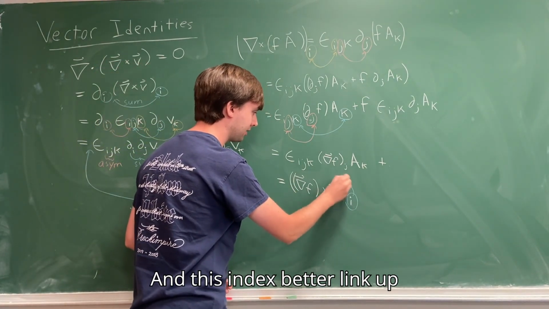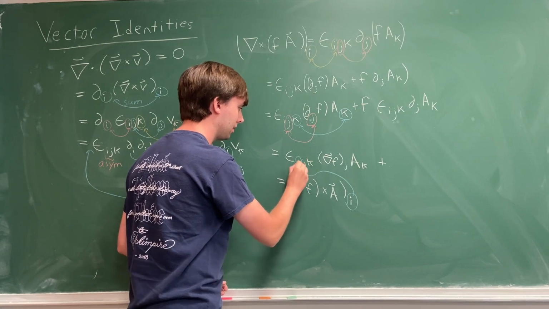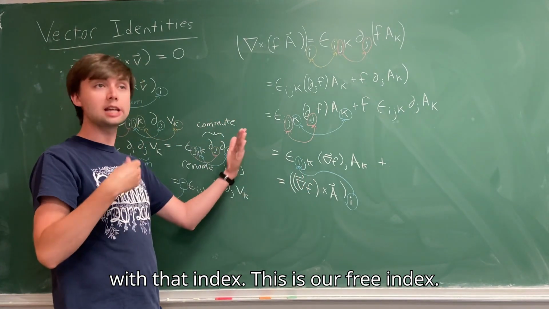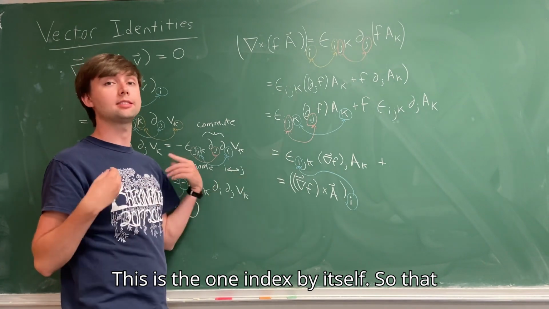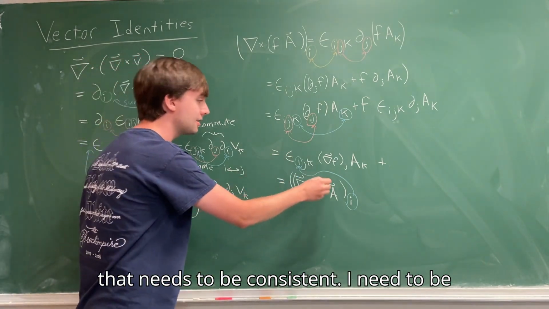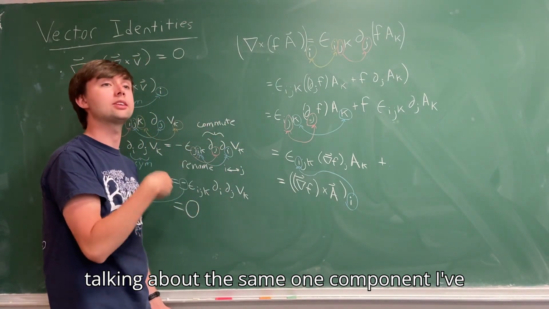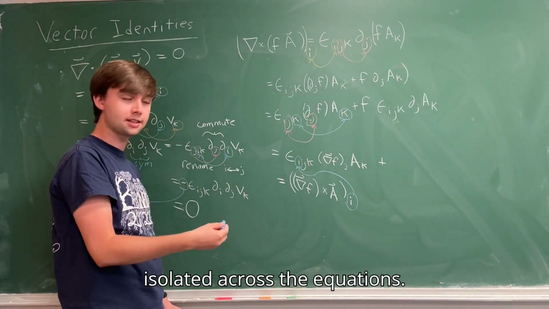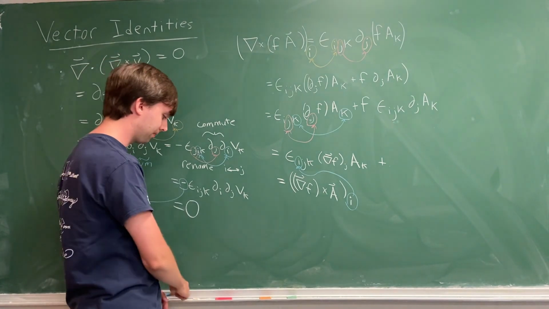Where this index better link up with that index. This is our free index. This is the one index by itself. So that tells us we're working with a vector, and that needs to be consistent. I need to be talking about the same one component I've isolated across the equations.